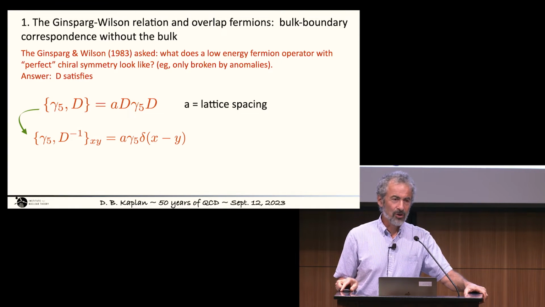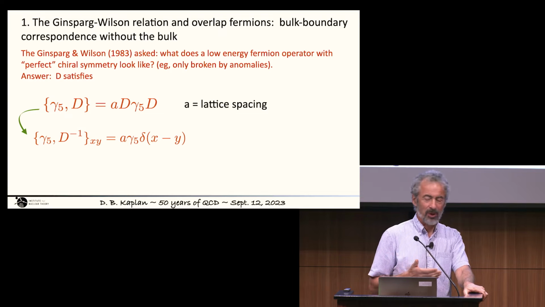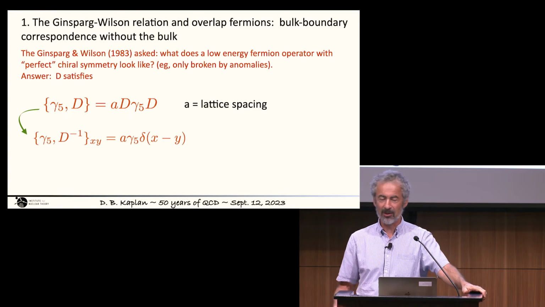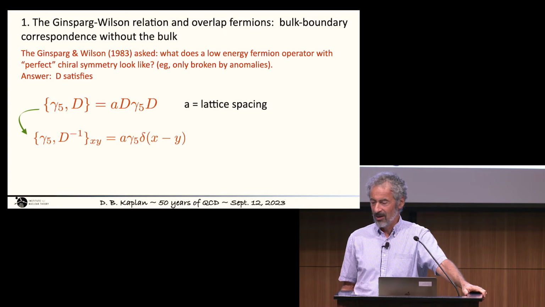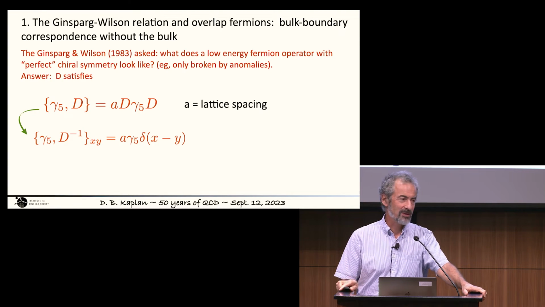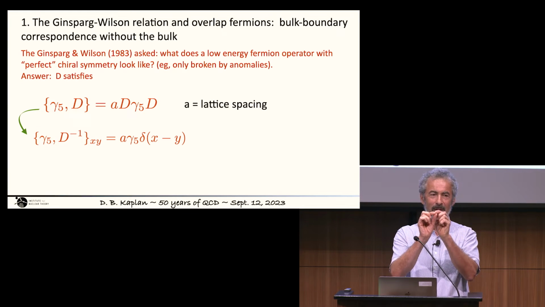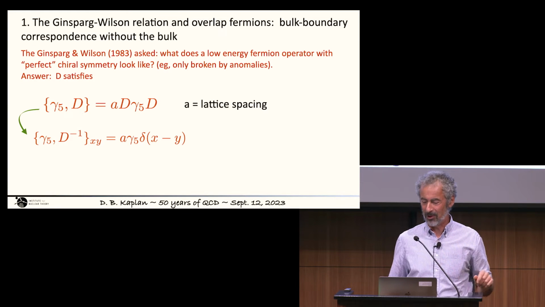Or if you don't have any zero modes in the fermion operator, you can multiply both sides of the equation by D inverse, and you find that the anti-commutator of gamma 5 with the propagator is proportional to a delta function in space-time. So it tells you that the only chiral symmetry violation of the propagator is if you propagate from a point back to itself, namely short distance physics.